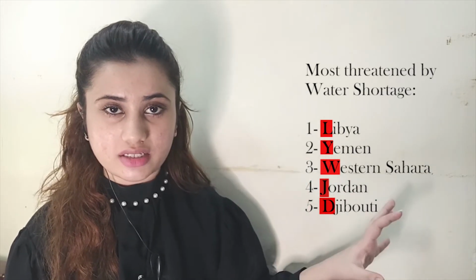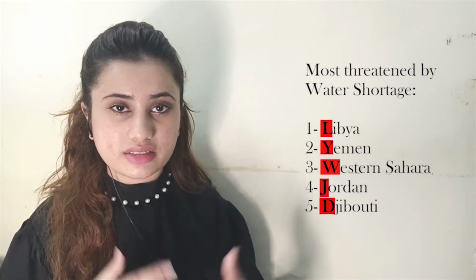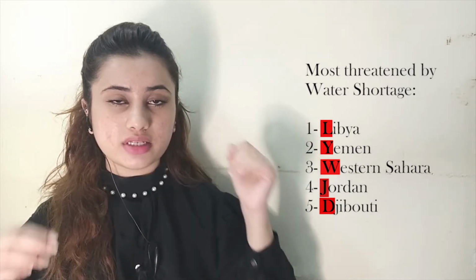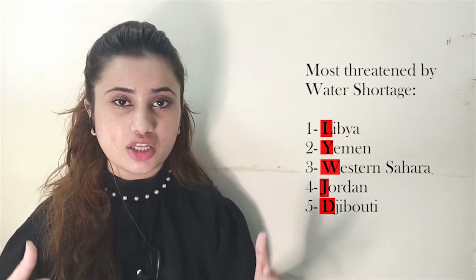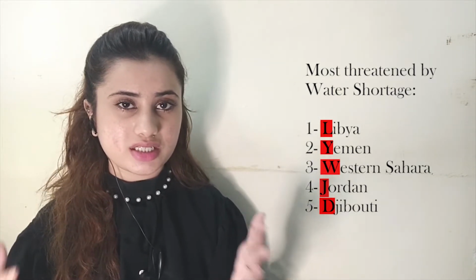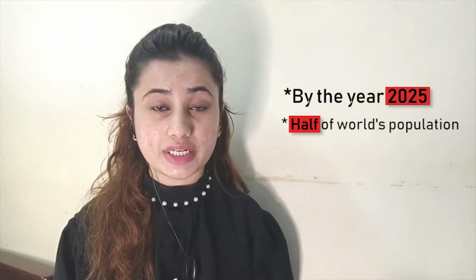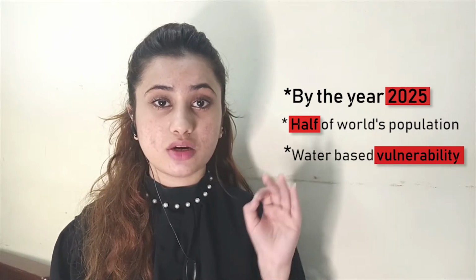So only they can understand right now, but those who are not facing it right now cannot understand the intensity of the problem, and they cannot understand the intensity through which it can affect us and what can happen. It is such a dangerous thing that can happen. According to the Global Outlook for Water Resources, by the year 2025, almost half of the world's population will be facing water-based vulnerability. So let's talk about food.